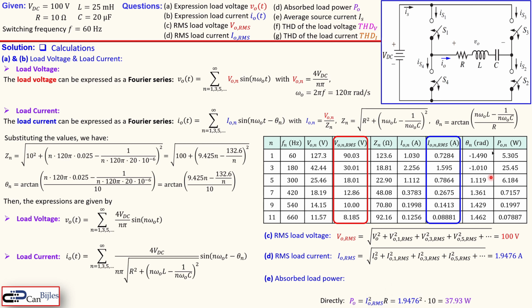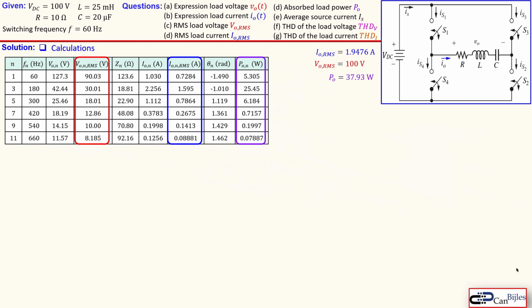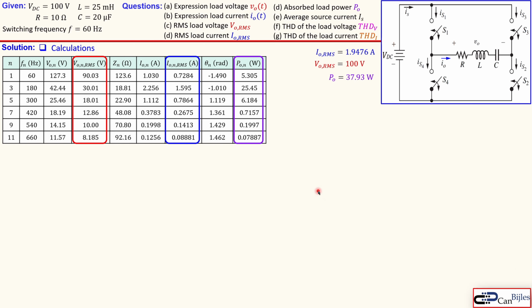But if you want to also do the summation, you can take this column and do the summation of all the power components, again the odd indexes only. So the load power component of the first harmonic, the third harmonic, the fifth harmonic, add them all up, and you also get 37.93 watts. So that's of course nice to see that these are exactly the same. Taking this all together, we continue with the next questions.